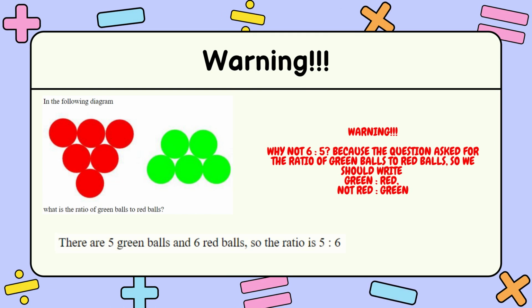Now, we want to give you a warning here. You might think to put the answer as 6:5, right? Because the question asked for the ratio of green balls to red balls, we should write green to red, not red to green. Remember, for the ratio, the order or the sequence of placement of the value is important. Hope this makes sense.